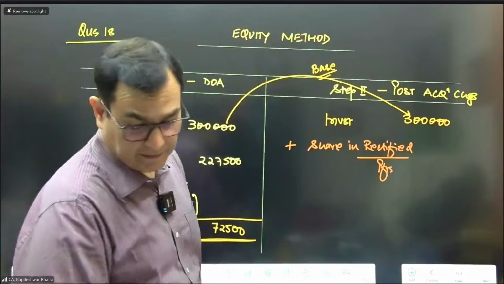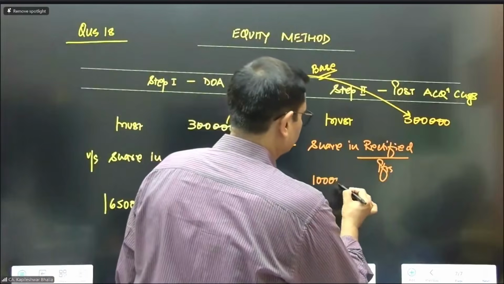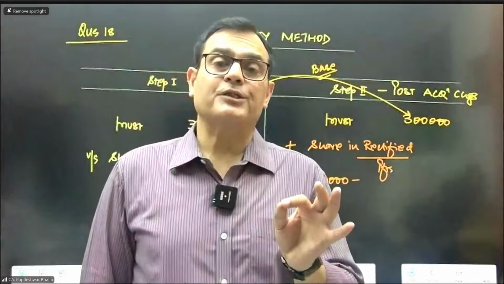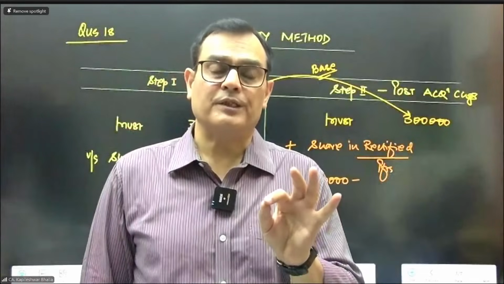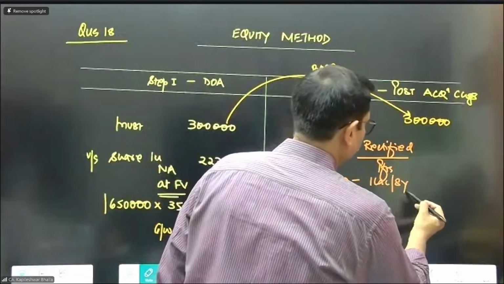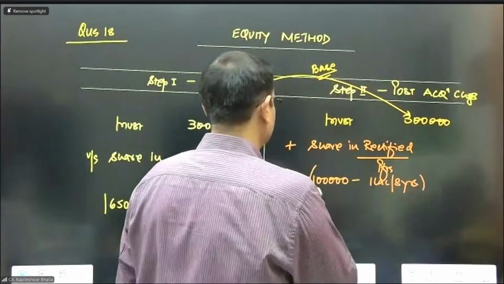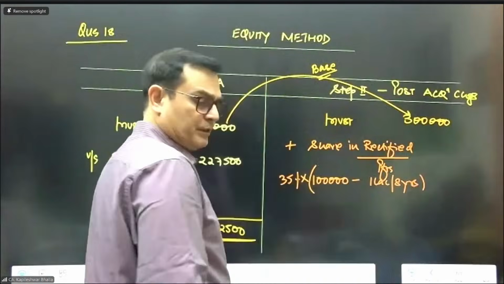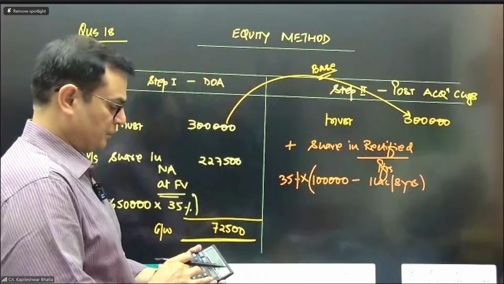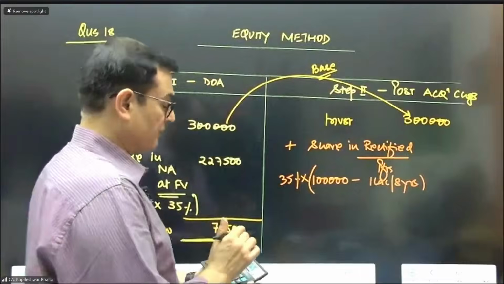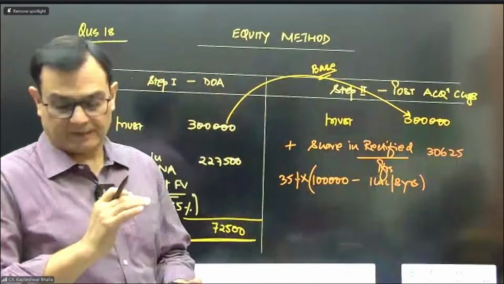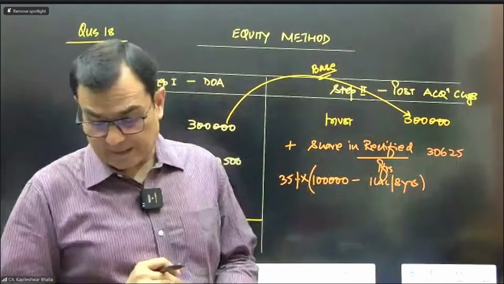In 1920, they earned a profit of 1 lakh rupees. From this, we need to reduce the additional depreciation. So we know that 1 lakh is the fair value difference over the book value of the asset. This 1 lakh has a life of 8 years. So you reduce the additional depreciation: 1 lakh divided by 8, and we take 35% on this, that's 30625. So this is one element done.